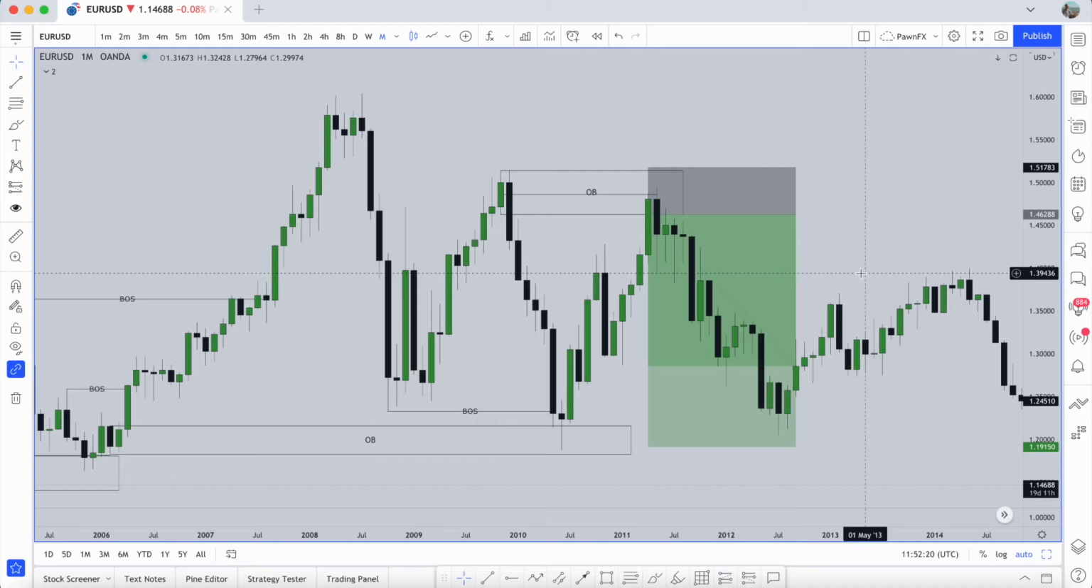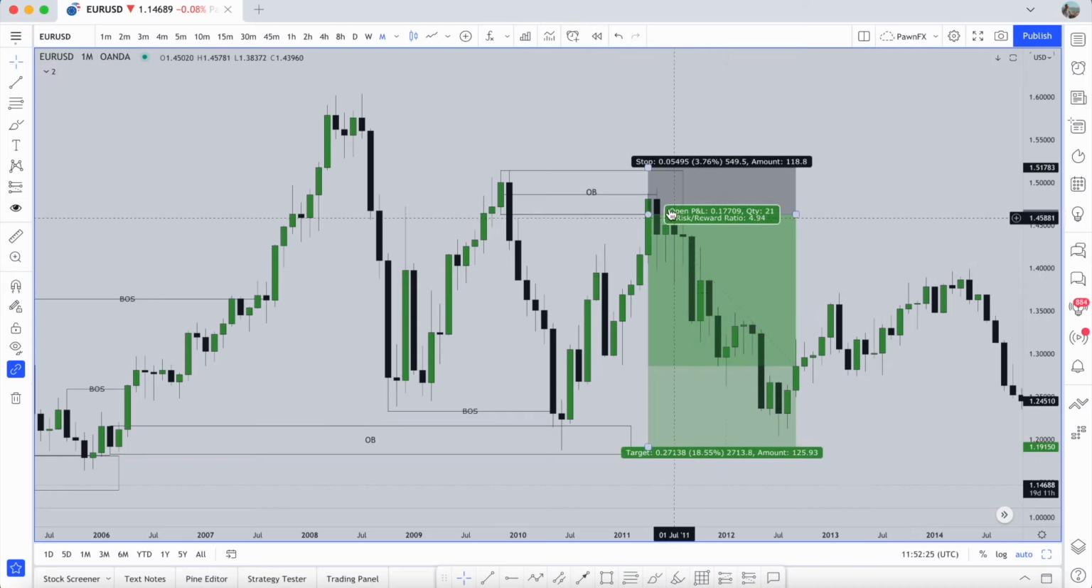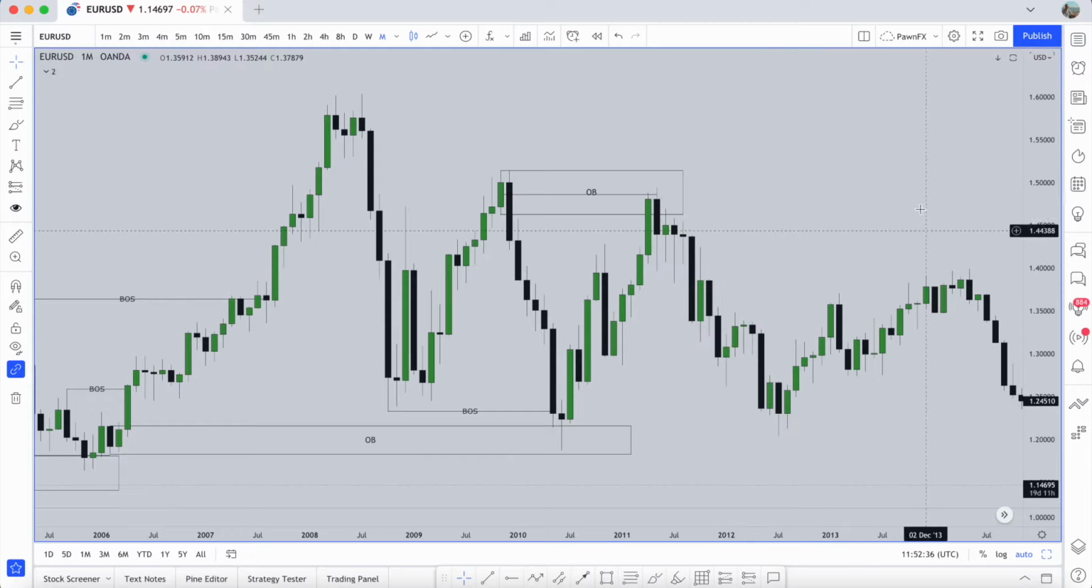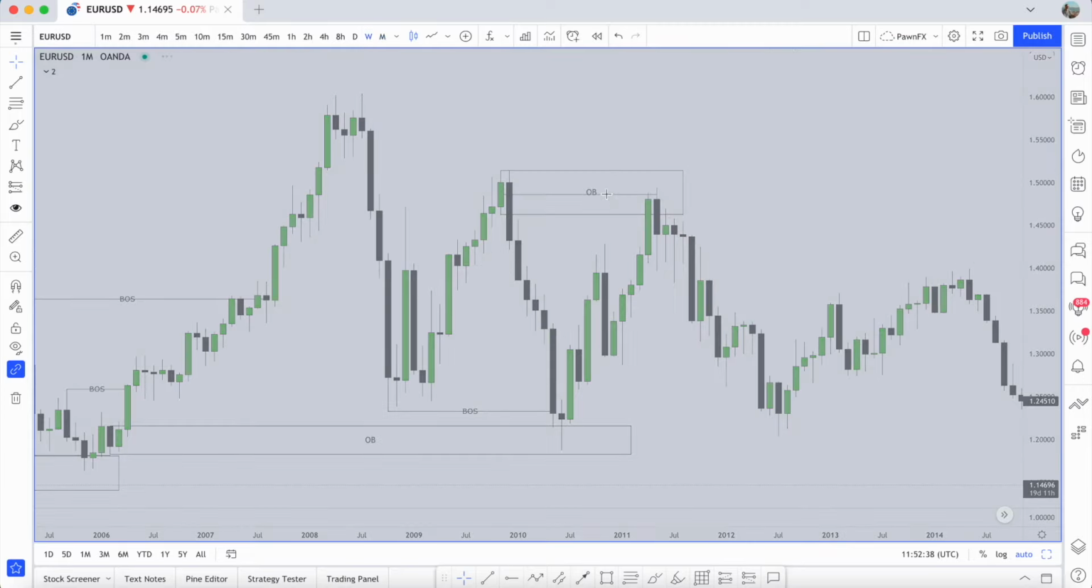This is what the institutions will do. They have millions and millions of billions of pounds and dollars and whatever else, and this is ultimately what they're going to try to do, is they're going to take their positions from here and then close them out down here somewhere, okay? So let's look into the refinement, okay?